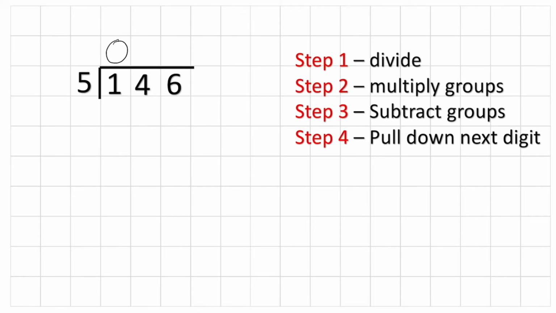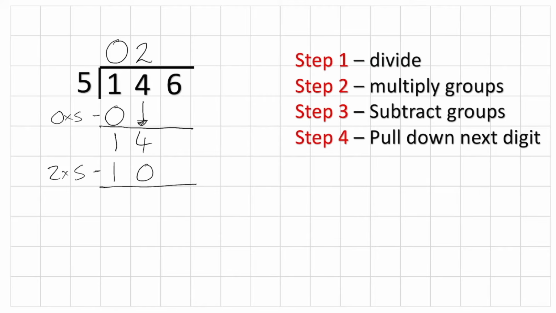I took 0 groups away. But now, when I do my multiplication, I can work out that 0 times 5 is 0. I took 0 groups away. 1 subtract 0 still leaves me with 1. Bring down my 4, just like before, and now I have 14. Now I can ask myself, how many groups of 5 are there in 14? 5, 10, 15. 15 is too far, so I have to stop at 10, so therefore there's 2 groups. 2 times 5 is 10. Subtract the 10 leaves me with 4.